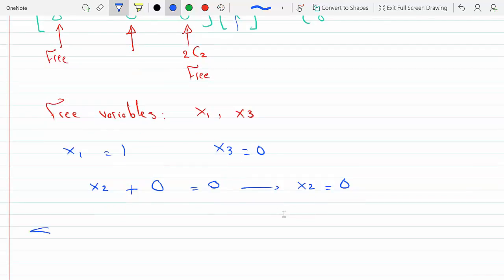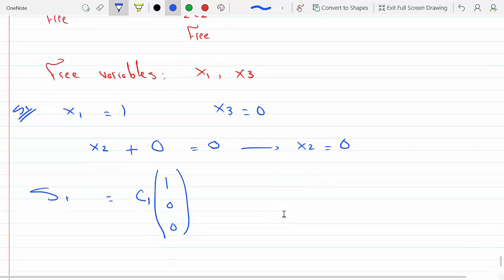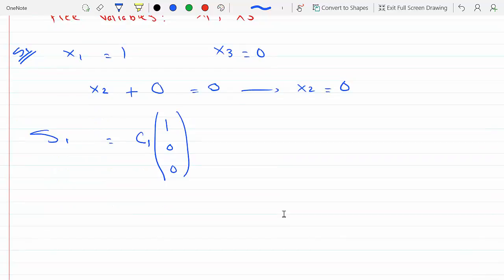So my first solution, s1, will equal 1, 0, 0, and the linear combination of this, times any scalar multiple of this, will be the special solution. And now, next, to go for s2.